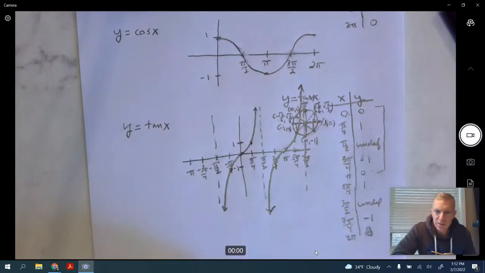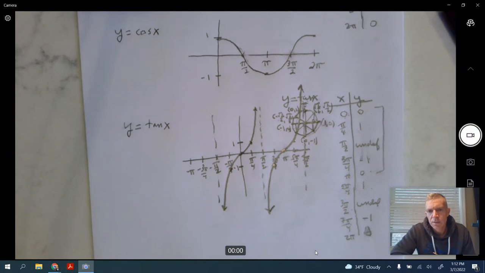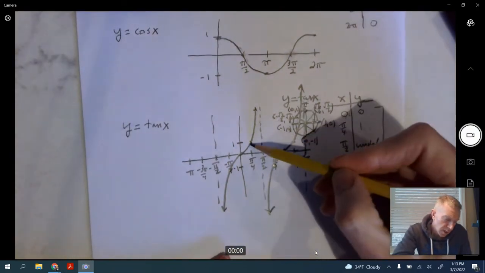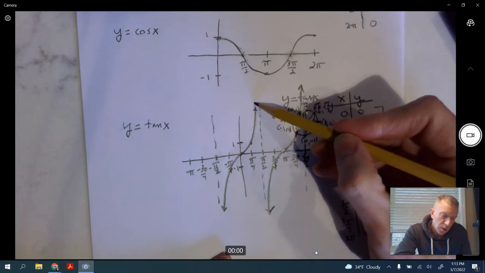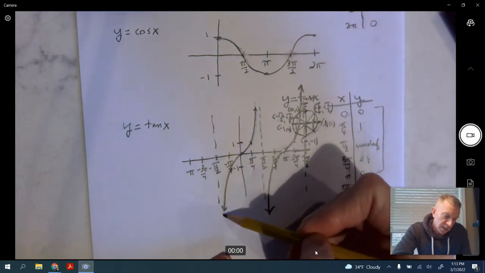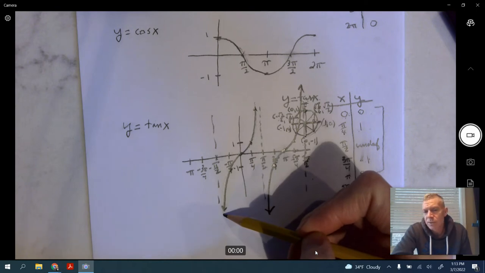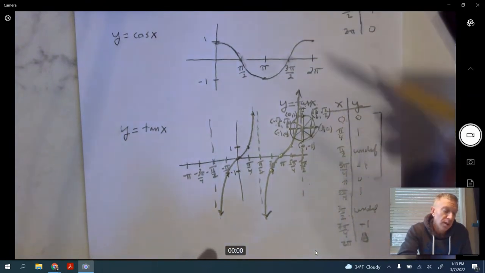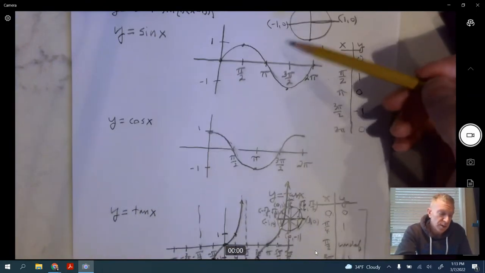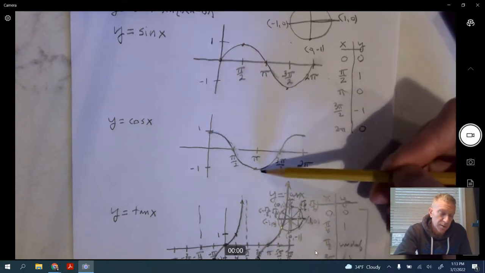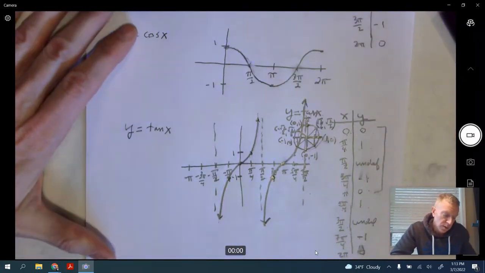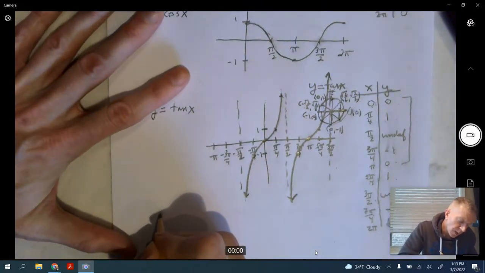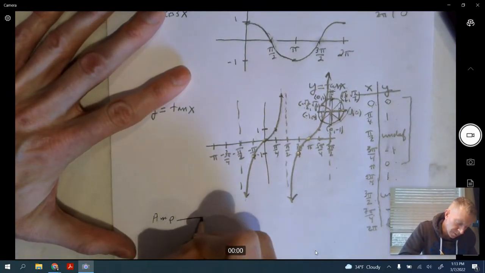Okay. A couple key things to note about the tangent function. Notice there's no max or min. This goes up and will go all the way. The y value will go all the way up to positive infinity and down to negative infinity. So if you wanted to know the range of this function, the range would be all real numbers. Okay, that's different from your sine and your cosine functions, which do have a clear max and a minimum value.